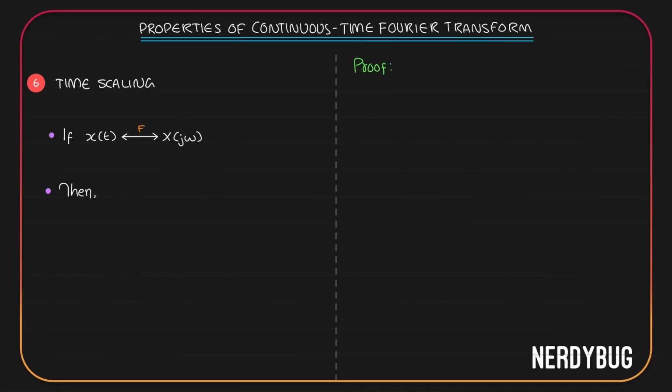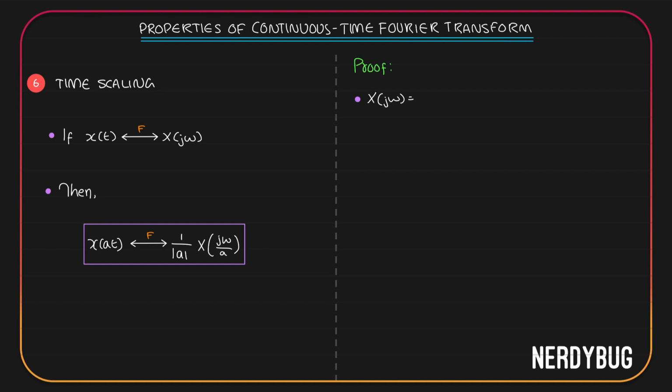The next property is time scaling. According to the time scaling property, if x of t and X of j omega are a Fourier transform pair, then the Fourier transform of x of a t will be 1 by mod a X of j omega by a. Let us prove it.